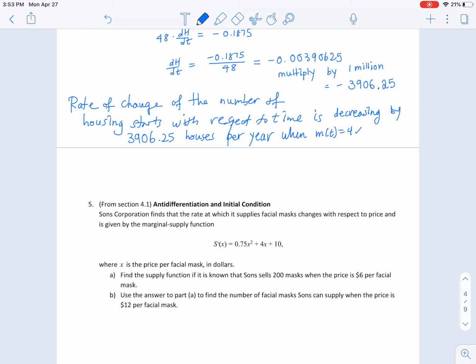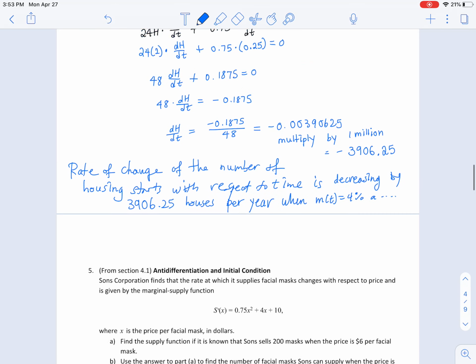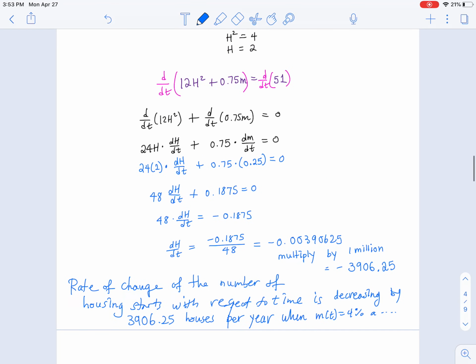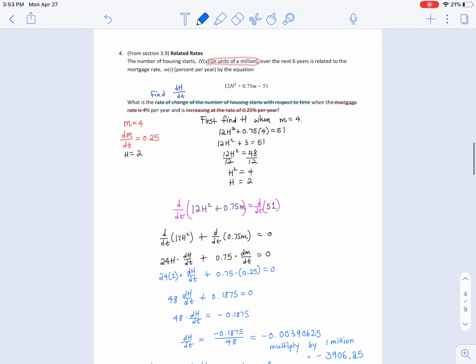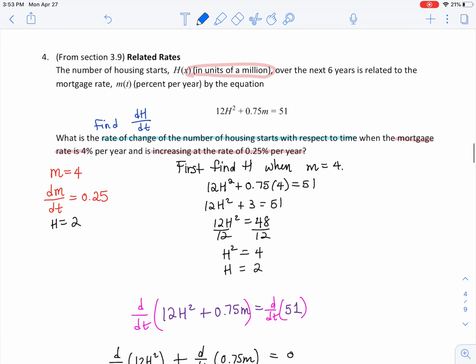When the mortgage rate is 4% and so on. I know you're going to be able to type that up for me, just describing the answer that we just found. But as long as you tell me that it's decreasing by 3,906.25 houses per year, that's going to be good, right? So this is how you would do number 4. I will be back with a couple more.